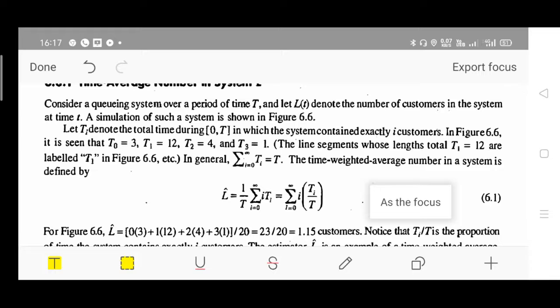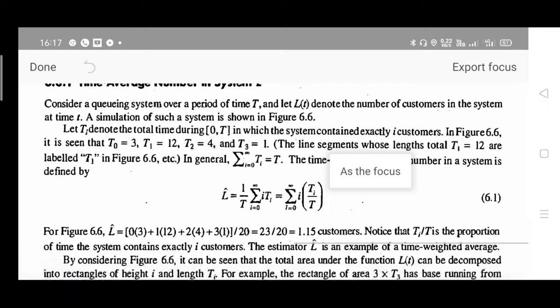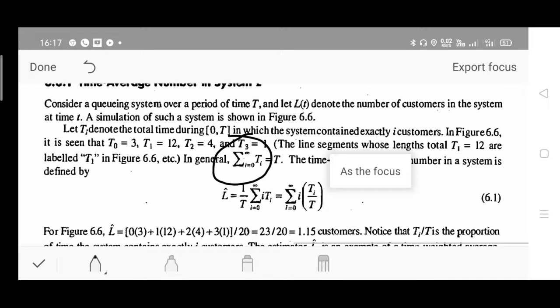In general, the summation of Ti is equal to T. This is because Ti is the total number of customers in any interval of time, and the total duration is T. So the summation of all the intervals will give you the total duration only, from i is 0 to infinity, summation of Ti, which is equal to the total duration T.